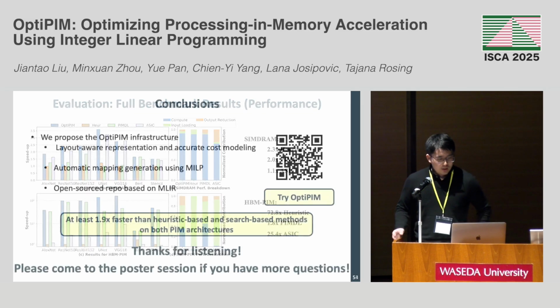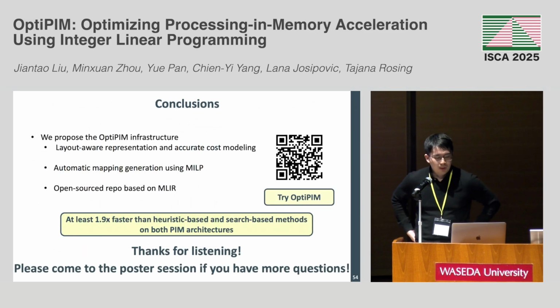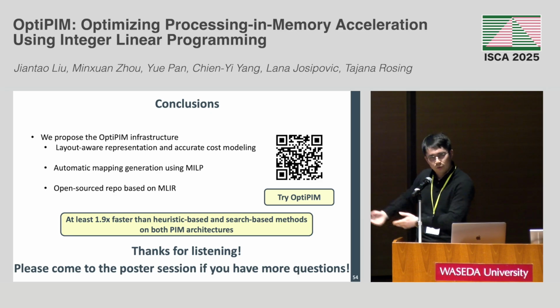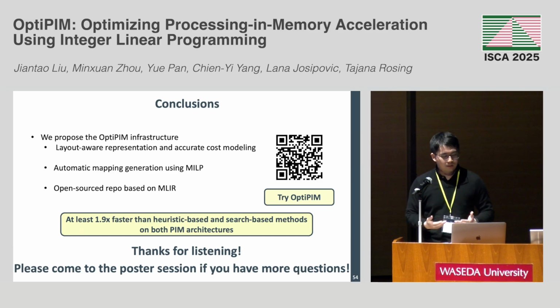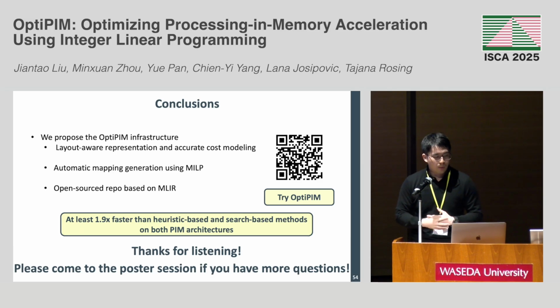And then, to conclude, we proposed the OptiPIM infrastructure, which has the 3 points you already see here: a layout representation together with accurate cost modeling, and an automatic mapping generation method based on MILP formulation, and we open source the repo. Here is the QR code. If you are interested, please scan it. And the final conclusion is that we achieve at least 1.9 times faster than the heuristic and search-based methods.